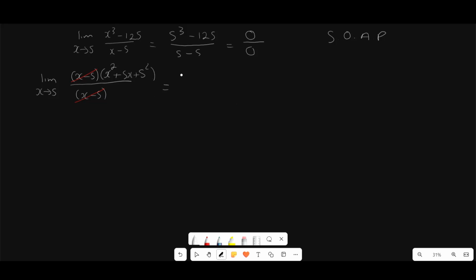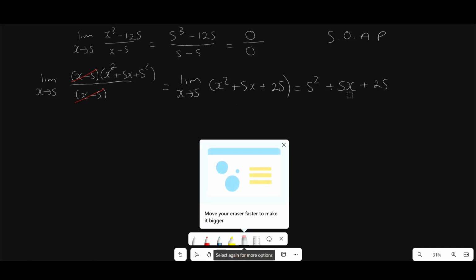Okay, so here I'll have the limit as x approaches 5 of x squared plus 5x, and then plus 5 squared is 25, right? So I can do the direct substitution. 5 squared plus 5 times 5, right, and then plus 25. It should be 5.